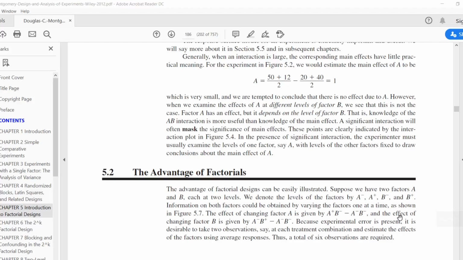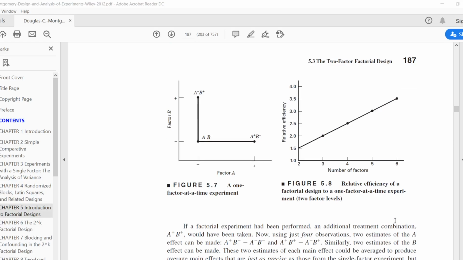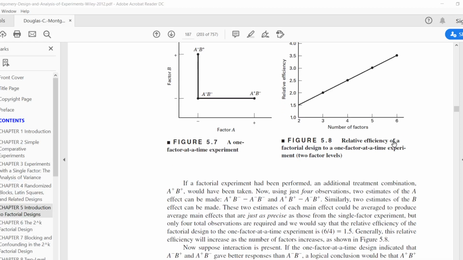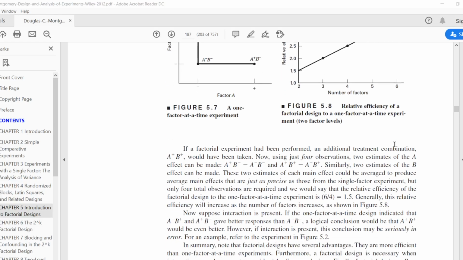Okay, so this will be on the advantage of factorials, because we're on chapter 5 regarding factorial design. What's important to know is that the factorial design, such as the two-factor factorial design, is more efficient than the one-factor-at-a-time design. Why is that? Because it helps prevent false conclusions when there is an interaction, in cases where A minus B plus and A plus B minus give better responses than A minus B minus.